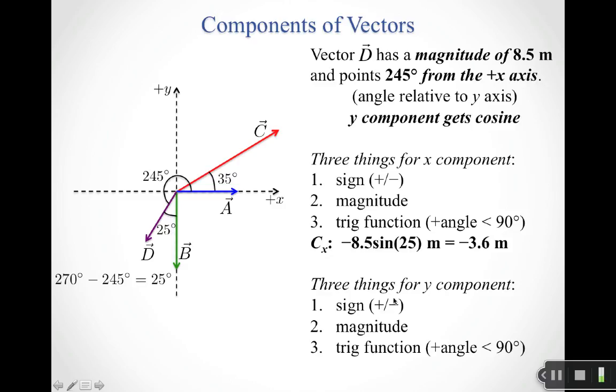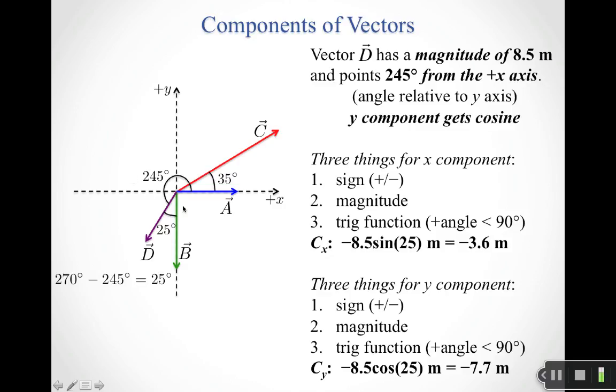The y component, same thing. Still points down, so the sign will still be negative. Still a magnitude of 8.5 meters. Now my 25-degree angle is defined relative to the y-axis, so it's got to get the cosine. And again, it still gives me exactly the same value, negative 7.7 meters.